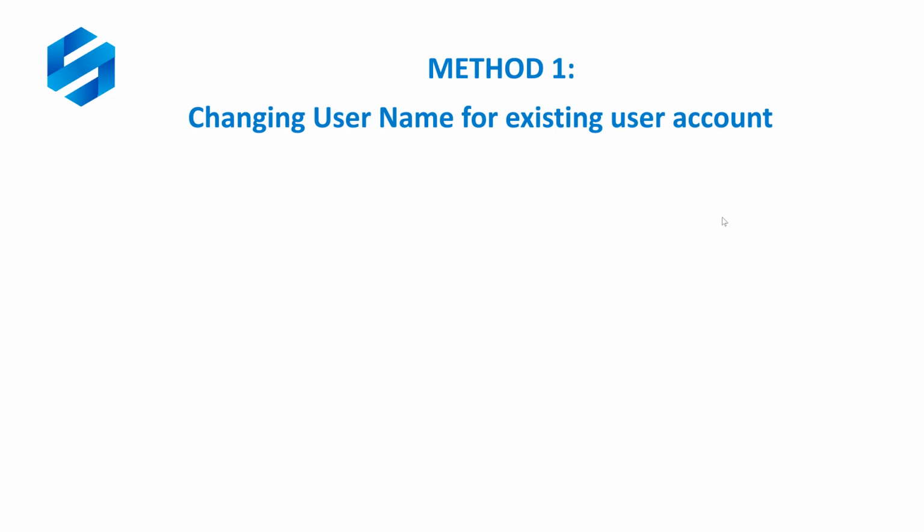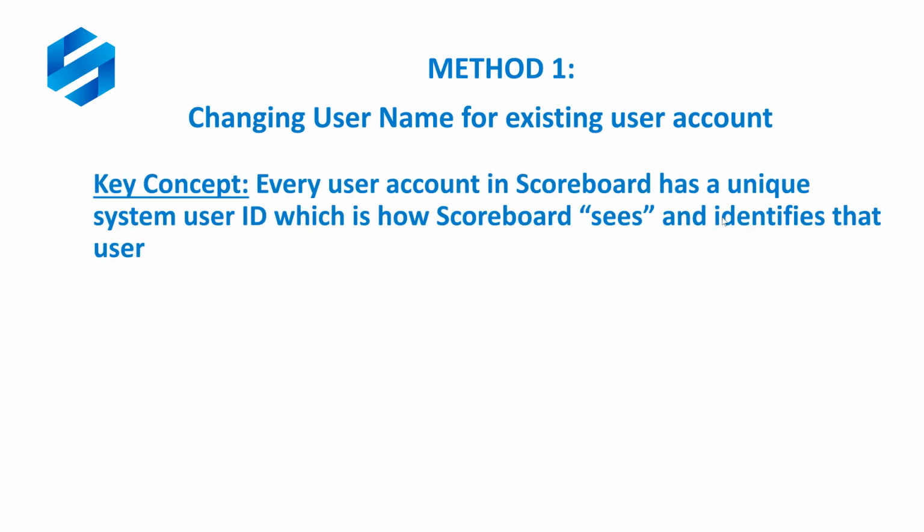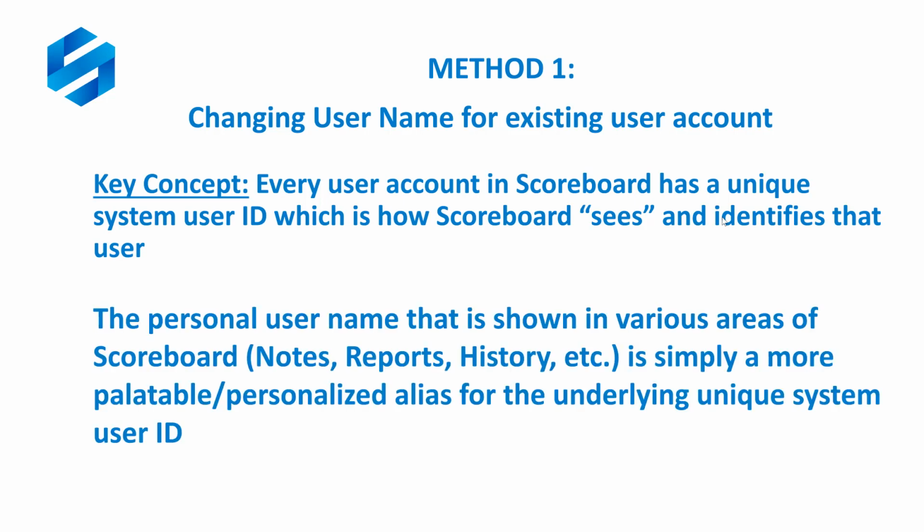Let's first talk about method 1, which is changing the username for an existing user account. A key concept behind this method is that every user account in Scoreboard has a unique system user ID, which is how Scoreboard really sees and identifies that user. The personal username that is shown in various areas of Scoreboard, such as notes, reports, history logs, is simply a more palatable, human reader friendly personalized alias for the underlying unique system user ID.